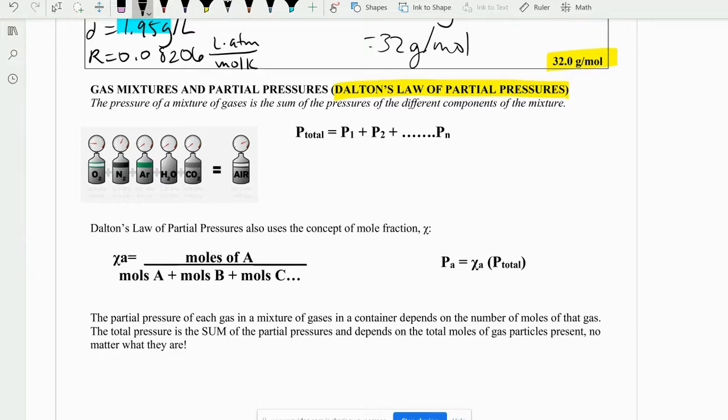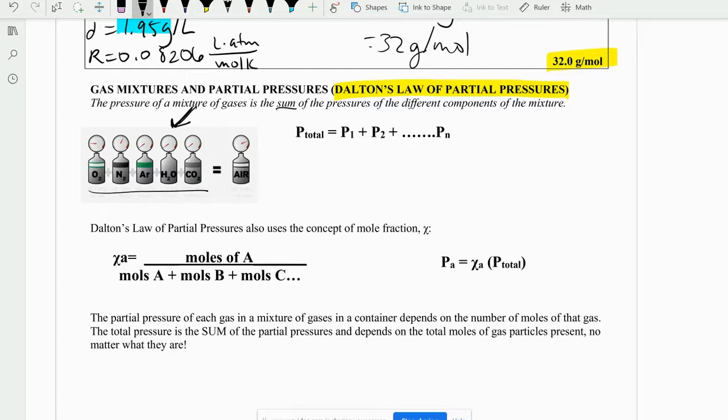Now, what are gas mixtures and partial pressures? The pressure of a mixture of gases is the sum of the pressures of the different components of that mixture. So take a look here at the image in your notes. An example would be air. Air is a mixture of gases, as you can see here.